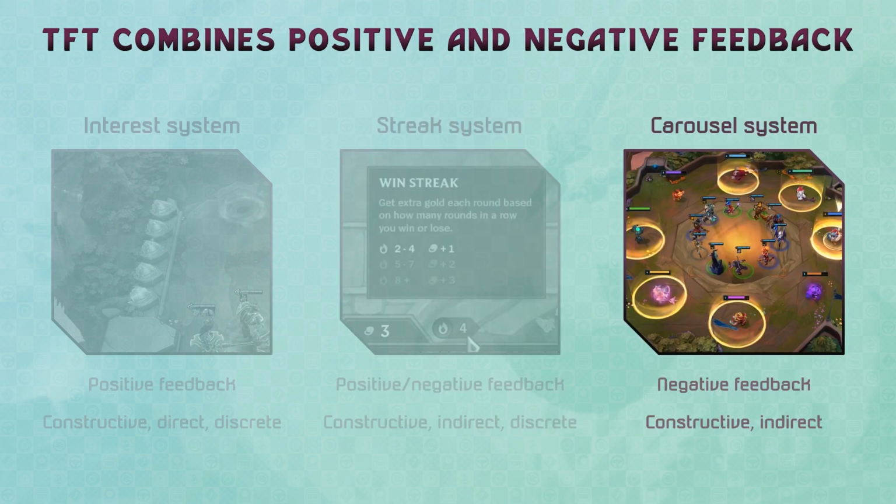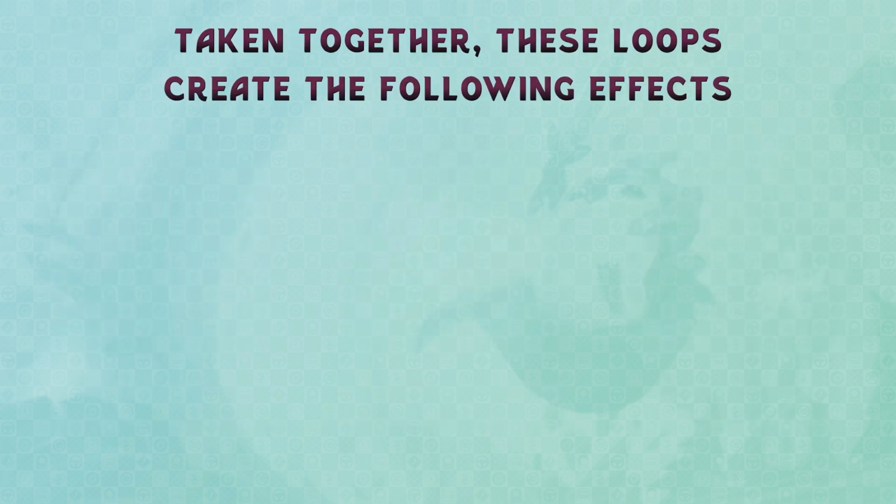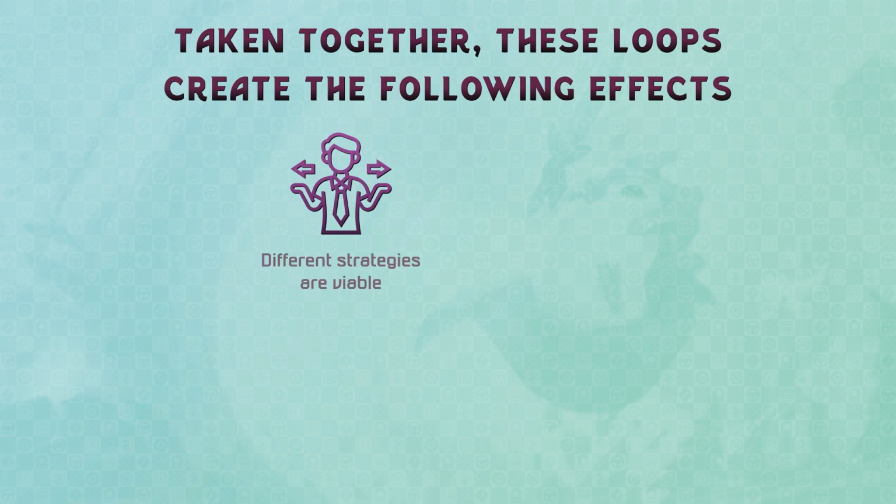And lastly, we have the carousel system that lets players with low health points make their choice of a unit with an item first. This is a classic negative feedback loop that is also constructive and indirect, but less so than the streak system, because units and items are more directly connected to dealing damage to the other players and not losing health yourself. If we take these 3 loops together, again they create some effects. First of all, they make different strategies viable, either saving money early on and risking losing some health points, or spending all your money early on and building a strong team quickly to benefit from the streak system.